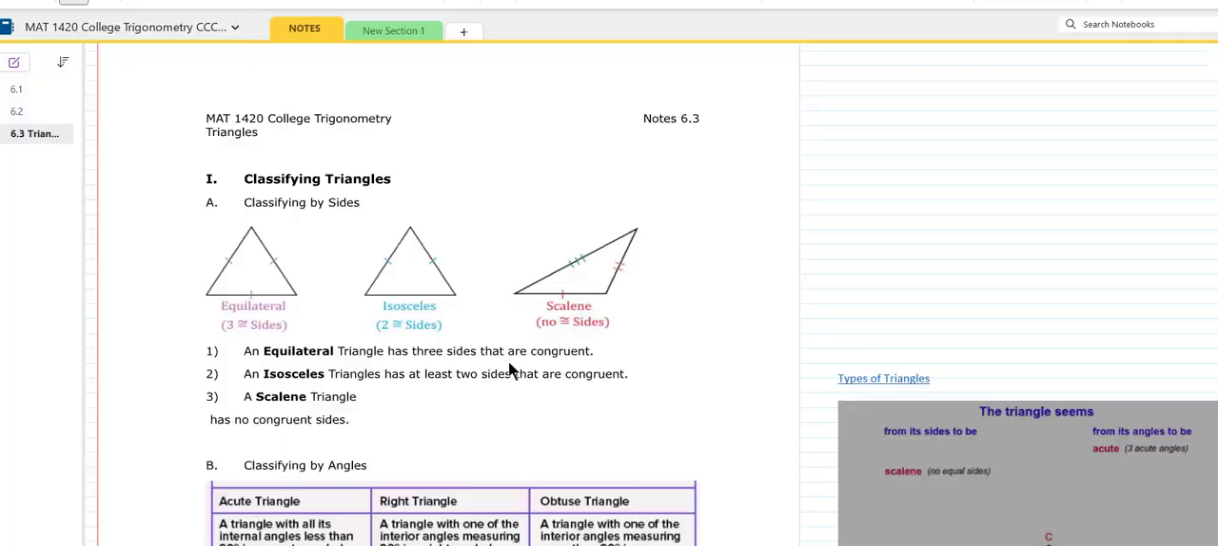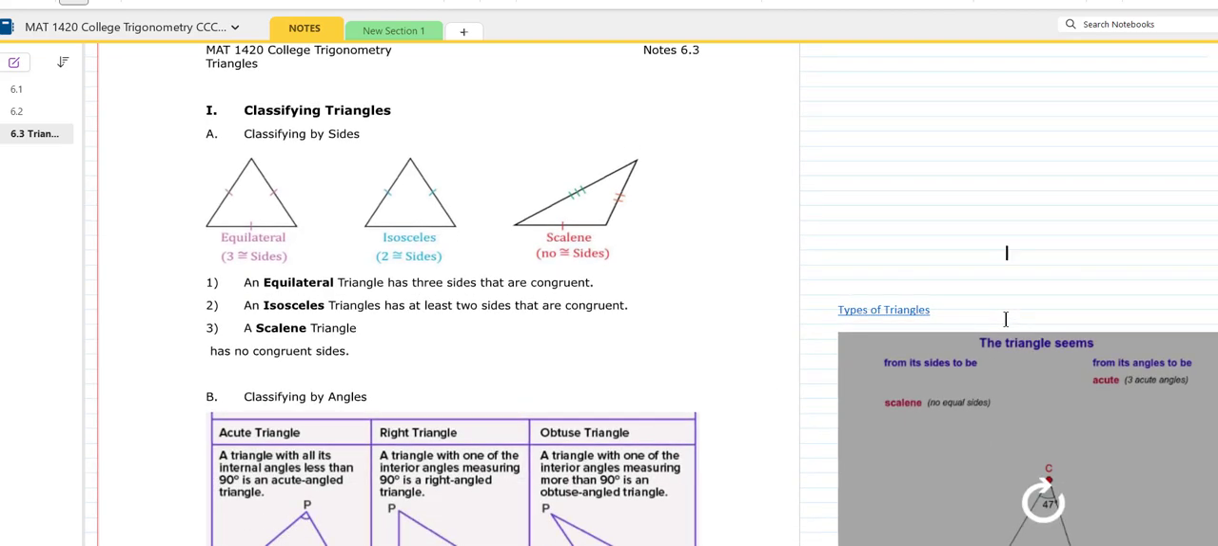Greetings, college trigonometry students. Today in this first part of the video, I'm going to do section 6.3, just looking at classifying triangles. So this will be pretty simple, just a lot of vocabulary in the section.